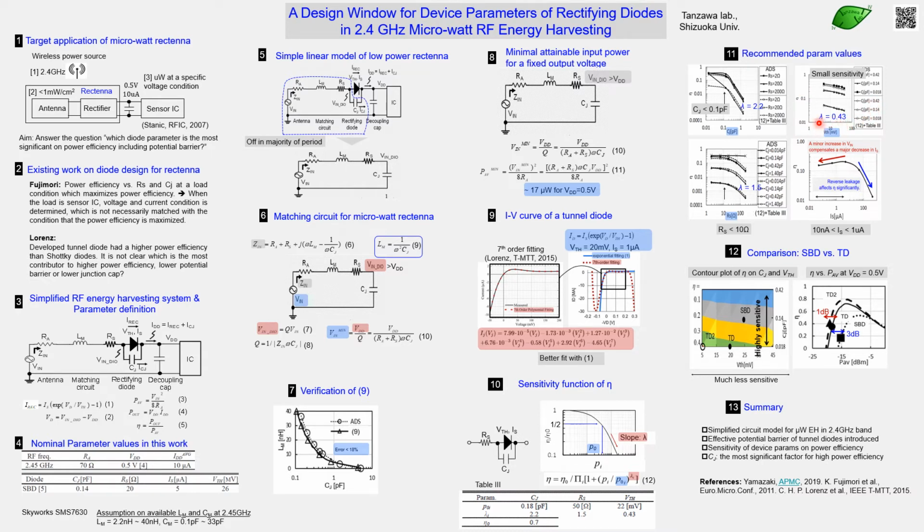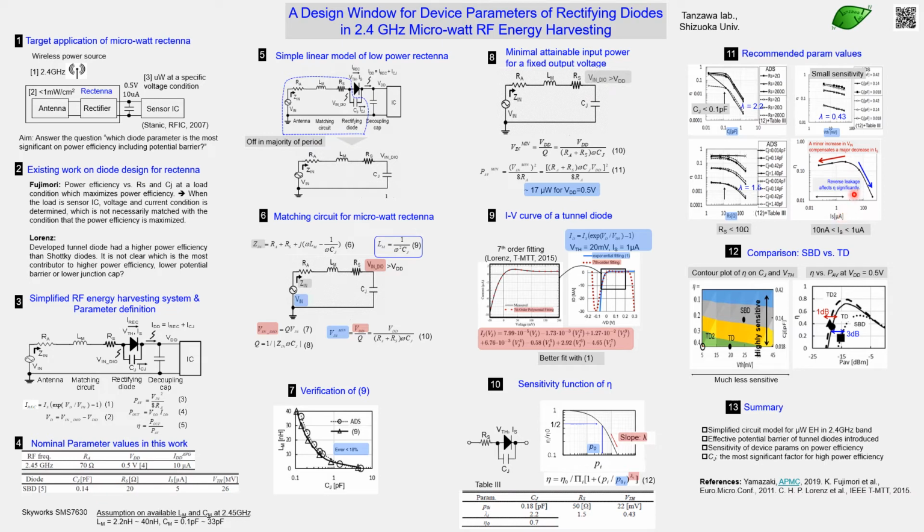VTH has a very different behavior, which has a very small lambda, which indicates that even if your barrier height can be much lower than the nominal case, that doesn't improve your eta much. So under these results, we should focus on a lower CJ rather than reduction of VTH.